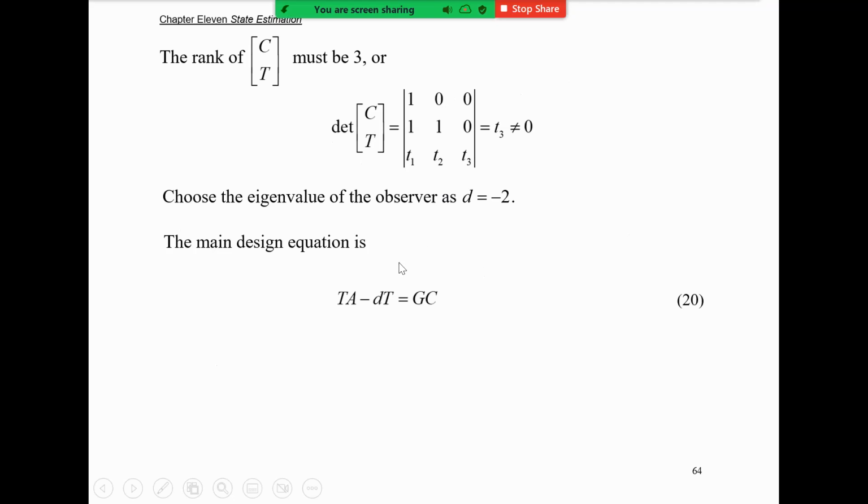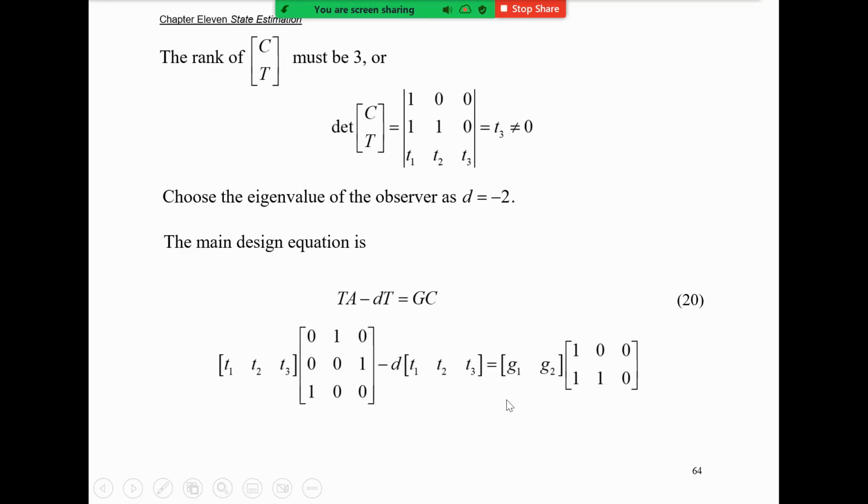Okay, so once you have the D, we have to find out the T and G from this equation. So how are we going to do that? You just plug in the design variables into this equation, and then you will find out the individual equations. So this is T. T is this row vector, right? A is the given 3 by 3 matrix. This is D. D is one number, actually already given, -2, right? This is T1, T2, T3. G is G1, G2.